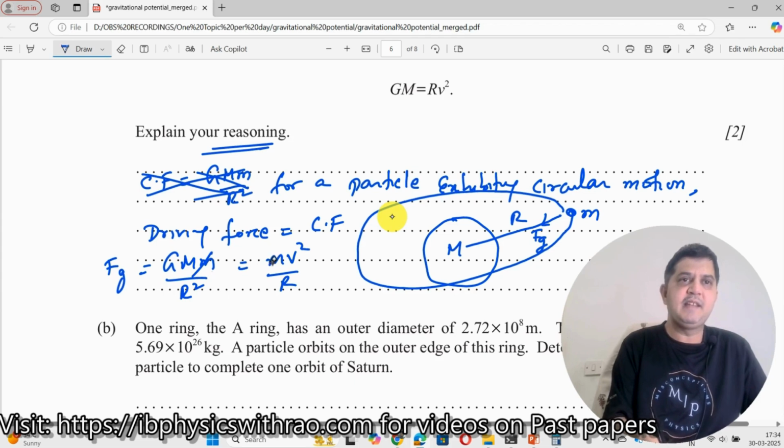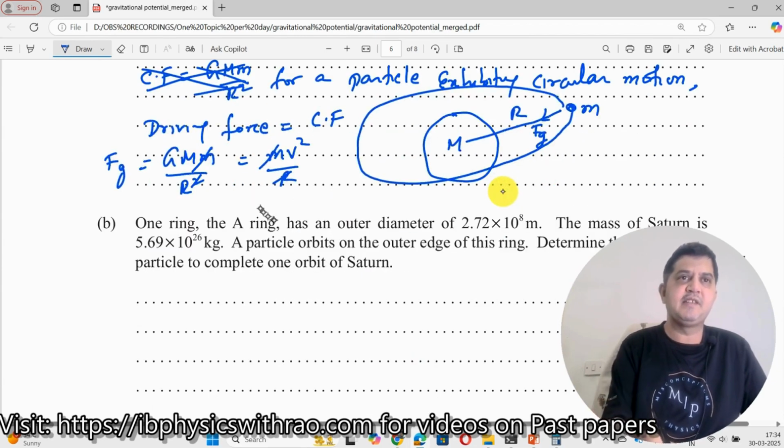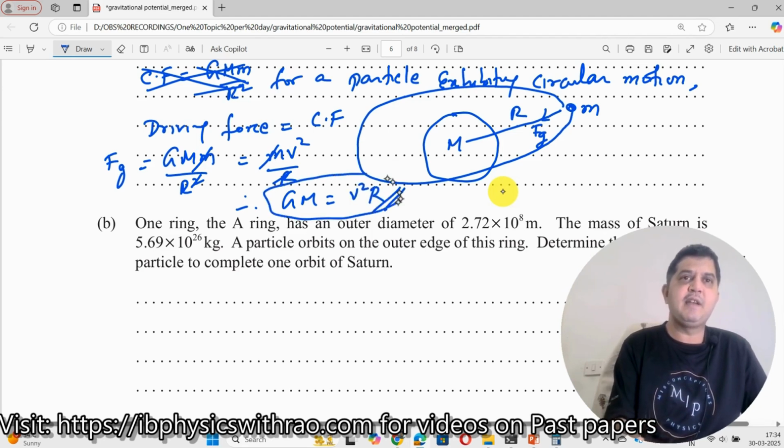Now this m, cancelling m on both the sides, you get this. There's a square here, there's an r over here. So what do we have? The next line itself gives you the answer. Cross multiply this, you get this as GM. Therefore, GM is equal to v square by 2r, right? So as required, we have got this.